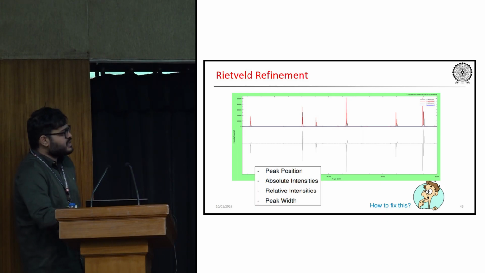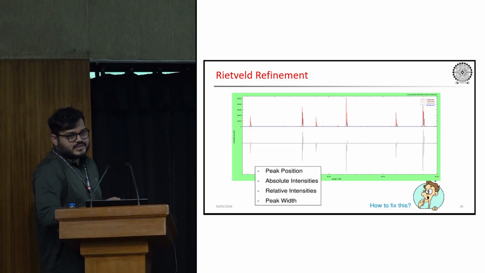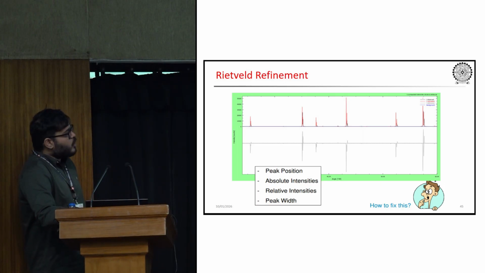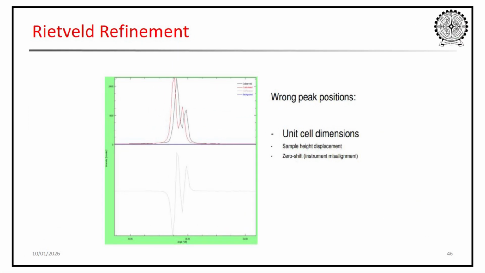You have your peak positions here, you have your absolute intensities, relative intensities, and peak width. Everything is mismatched, right? So this is not a very good refinement. How can we improve it? First, what we do is look at the wrong peak position. This is most likely due to the fact that your unit cell dimensions in your structure file are wrong.